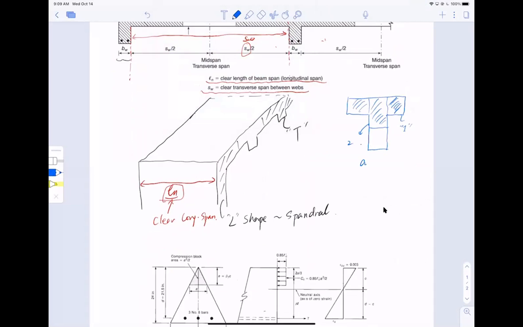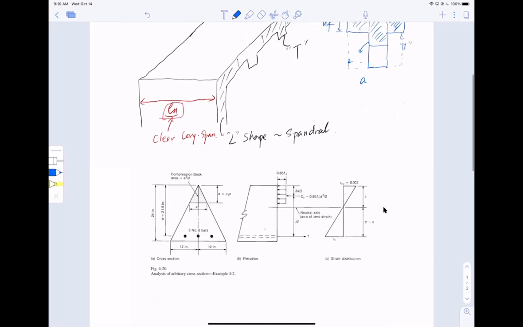When your A is smaller than the flange height, HF, you can treat it as a rectangular section. But when your A is bigger than HF, as the case showing here, you have to do the separate part. Okay. All right. So this is the T-beam.